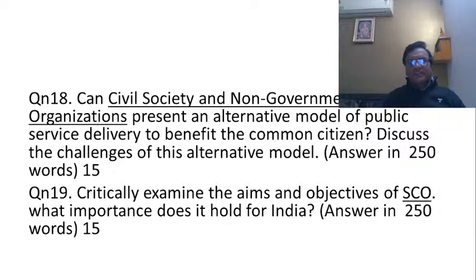And what are the solutions? As the Second ARC suggested, we must institutionalize the relationship between civil society organizations and the government. We must ensure more transparency and accountability in their functioning, and we must punish those civil society organizations indulging in anti-national activities, and at the same time promote those civil society organizations which are working for the people. That is what we write.